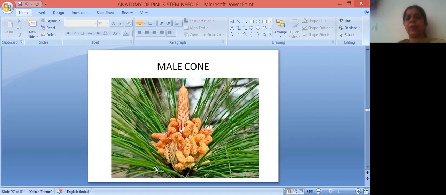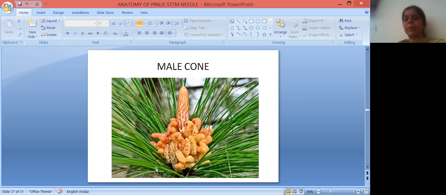So coming to the first reproductive organ, which is known as the male cone. Male cones are not single. Male cones are produced in a cluster. They are produced in place of dwarf shoots, and in early spring they are produced in large numbers. The number of male cones also varies from one species to another. If we see some examples, in Pinus wallichiana the number of male cones is 15.